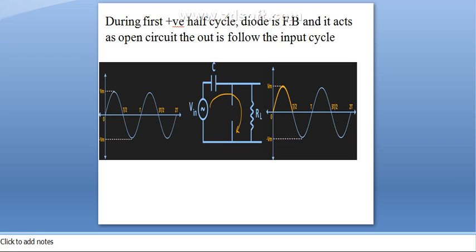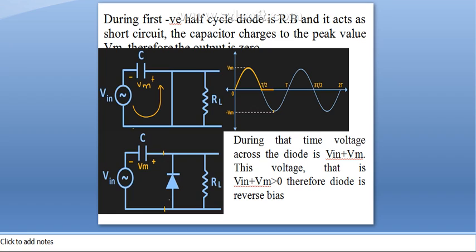Here during the positive half cycle, the diode is reverse biased and it acts as an open circuit, and the output follows the input. During the negative half cycle, the diode is forward biased and it acts as a short circuit. The capacitor charges to the peak value, the maximum value, then the output is 0.